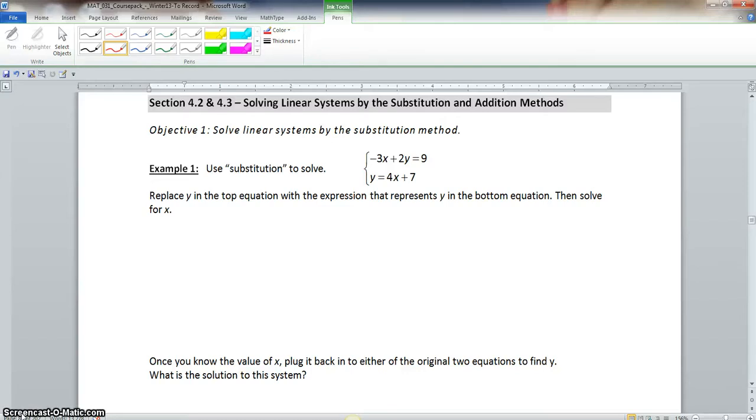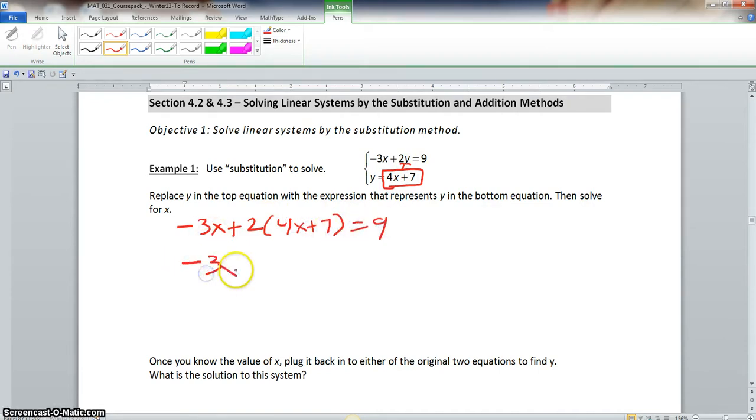Use substitution to solve, and we have our two linear systems there. It says replace y in the top equation with the expression that represents y in the bottom equation, then solve for x. So basically this is what this is asking you to do. We're going to take the value of y here, which is 4x plus 7, and we're going to replace this y with this value here. So then we will have negative 3x plus 2 times 4x plus 7, and that equals 9.